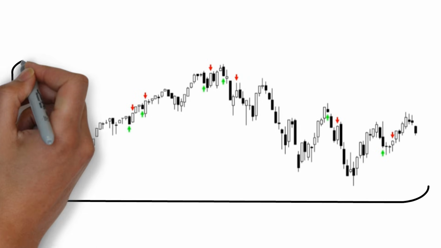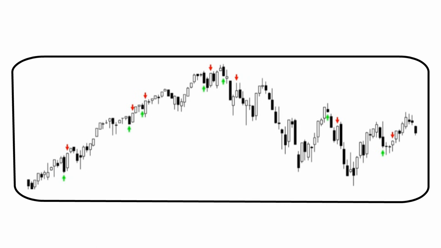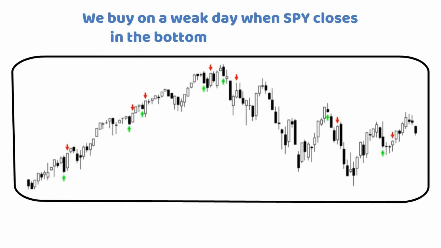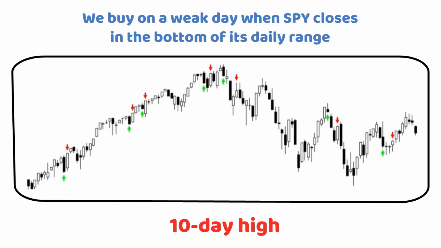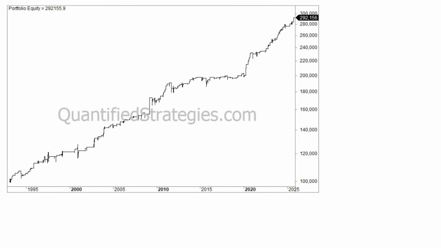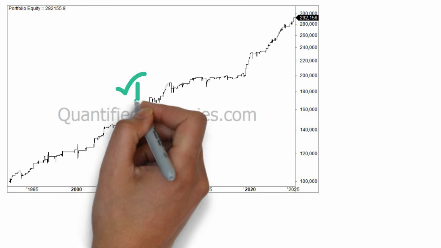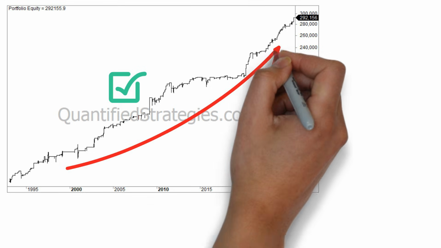Let's show you a few trade examples. Of the 7 trades, 5 turn out profitable in our sample. We buy on a weekday when SPY closes in the bottom of its daily range, but it still managed to set a new 10-day high earlier in the trading session. The equity curve is pretty good, right? It's the strategy with the fewest trades, but the slope is up.